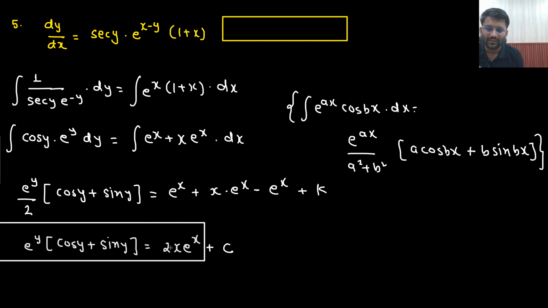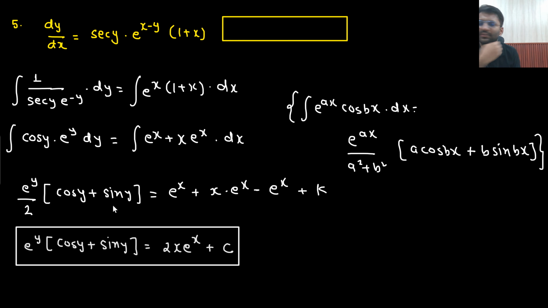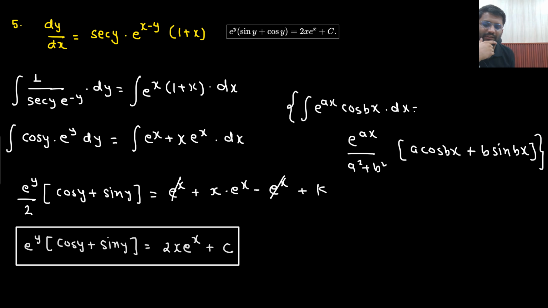That's it. This is the answer that we are getting. Understandable? So simply you do the integration, take this aside, e to the power x, e to the power x is getting cancelled out, 2x e to the power x plus c. So this is the answer that you are getting.